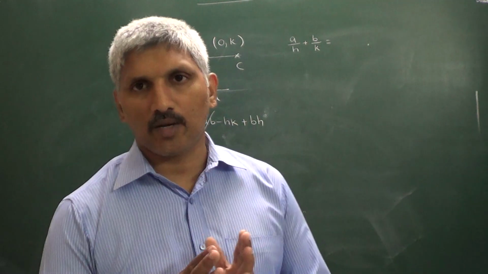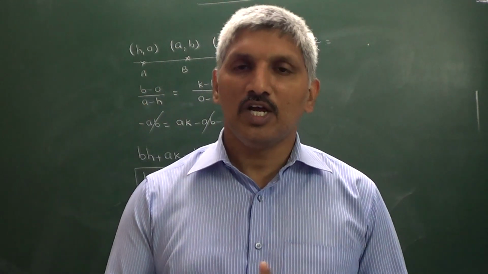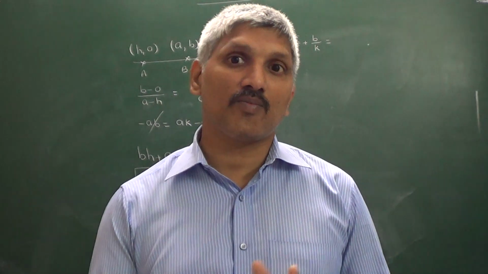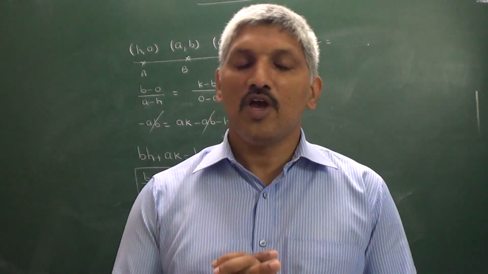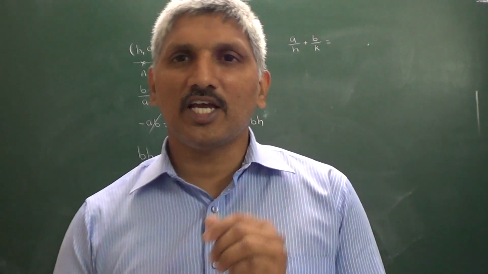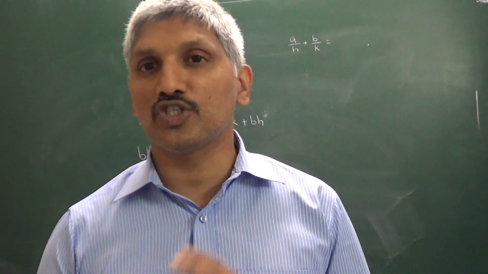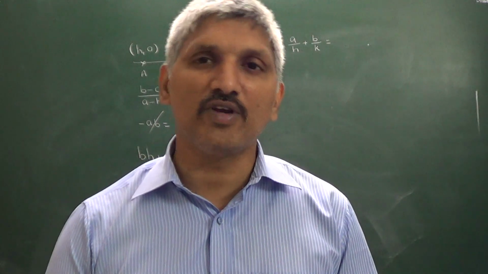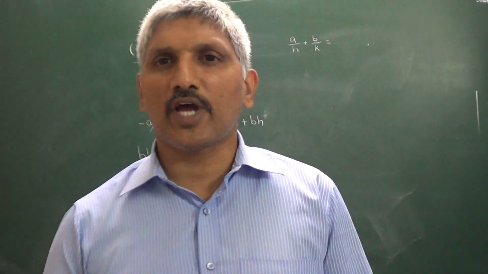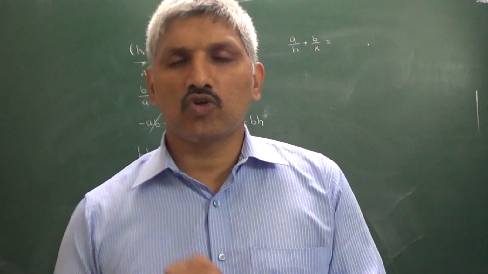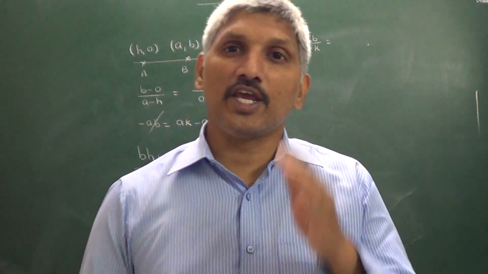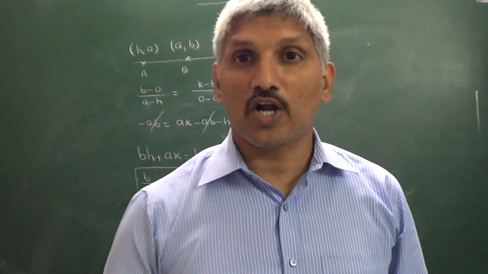So two lines are parallel, slopes are equal. Two lines are perpendicular, product of the slopes is equal to minus 1. Tan theta is equal to m1 minus m2 divided by 1 plus m1 m2 is the formula for finding the angle between the two lines. At the same time, any horizontal line slope is equal to 0. Any vertical line slope is not defined.